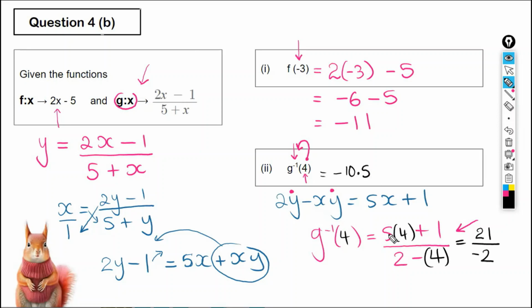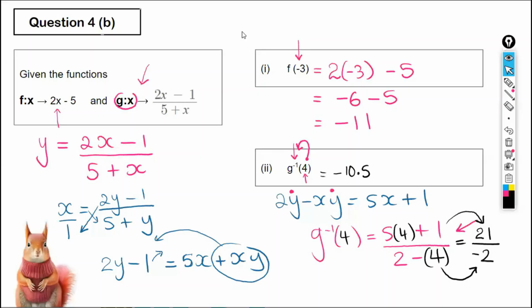Remember, you can't type this in straight on your calculator, and your calculator will mess that up. You have to work out the top separately and write down the answer. Work out the underneath separately, write down the answer. I know you might be tempted to type in the whole thing straight on the calculator to save time, but you will get it wrong. Right, so my final answer is minus 10.5. Right, functions, so hopefully this is finished.